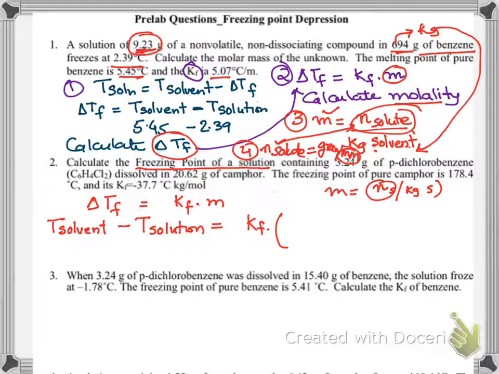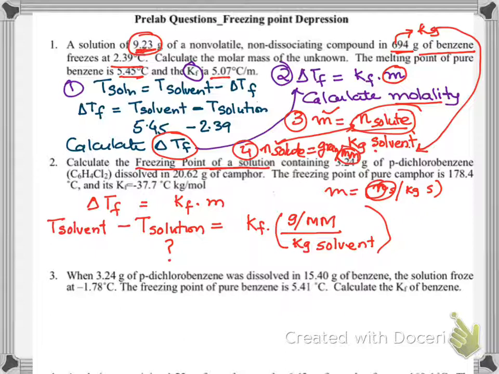And moles, what are moles? Moles is grams over molar mass. So I am replacing this moles on the top with grams over molar mass divided by mass of the solvent in kilograms. So basically in this question, instead of breaking it down into 3 or 4 steps, I am writing everything in one step. So what do I have to find out? I have to find out the freezing point of a solution. That means this is what I have to find out.